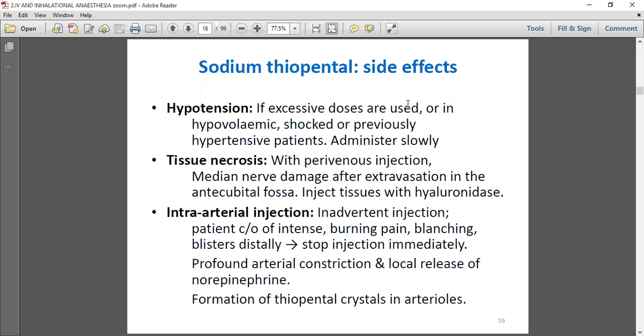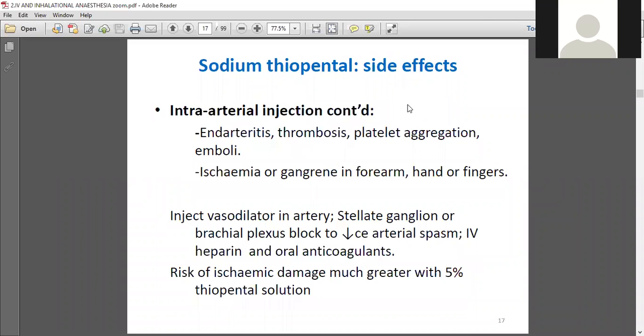The patient complains of intense burning pain and blanching. You all know blanching, right? When you press the place, it becomes white, but when you release it becomes red. Blanching, blisters distally: stop injection immediately. There is profound arterial constriction and local release of norepinephrine, and formation of thiopental crystals in the arterioles. It can cause endarteritis, thrombosis, platelet aggregation, emboli, ischemia or gangrene in the forearm, hand or fingers.